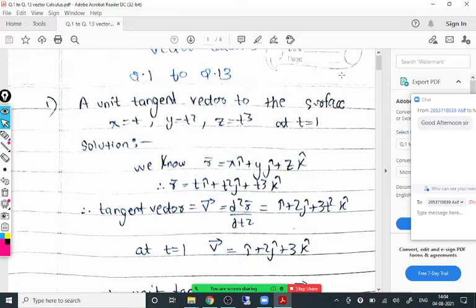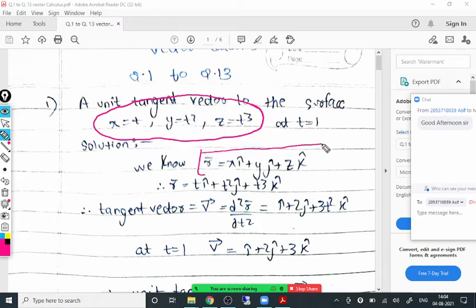So let me start here. Question 1: we have to find the unit tangent vector for the particle which is moving on this parametric curve. We know that r bar is the position vector, given as xi plus yj plus zk. Remember, throughout you have to keep the same notation: either use cap notation throughout or write without the cap. So this is the position vector r bar.